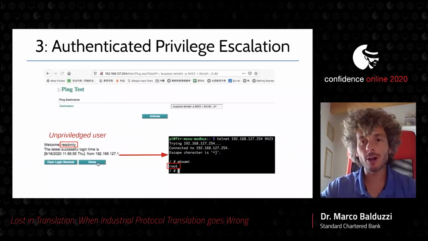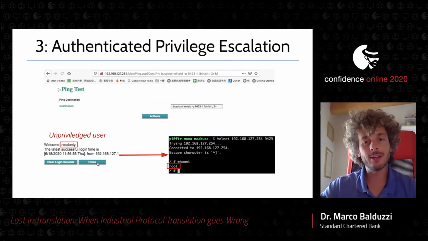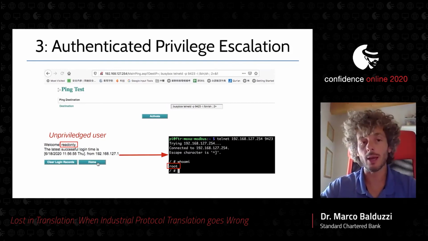Then in our case, we found a privilege escalation. So you can log into the web interface, go into the debug session where you can ping devices. And here there is a command injection vulnerability, in which you can run a telnet daemon, and this ping thing runs as root. So I don't know why, but at that point, telnet runs as root, and you can connect to the device, and you're root. So you can go from an unprivileged user called read-only to an admin. So at that point, you can do whatever you want.